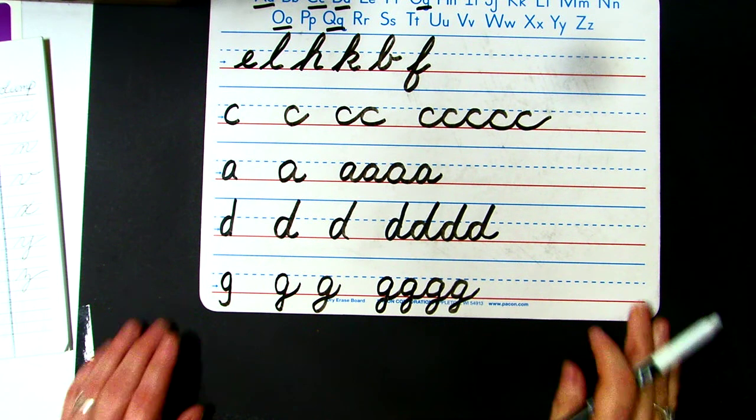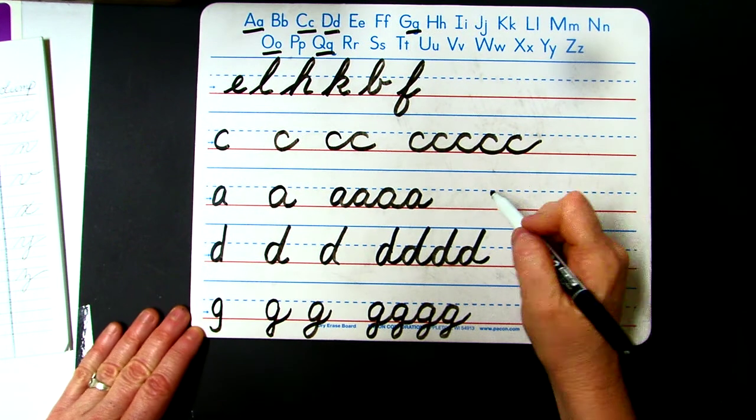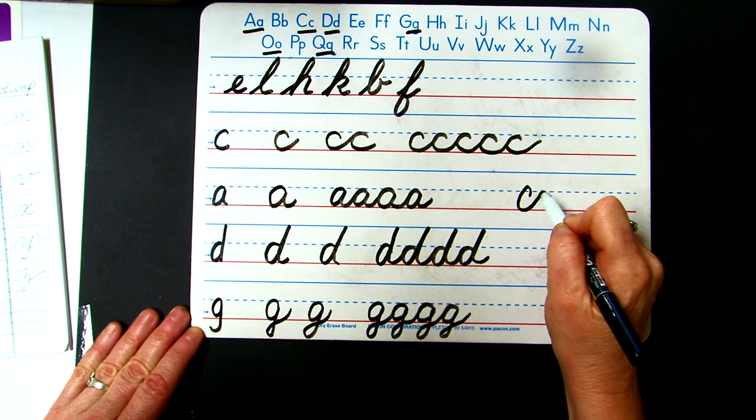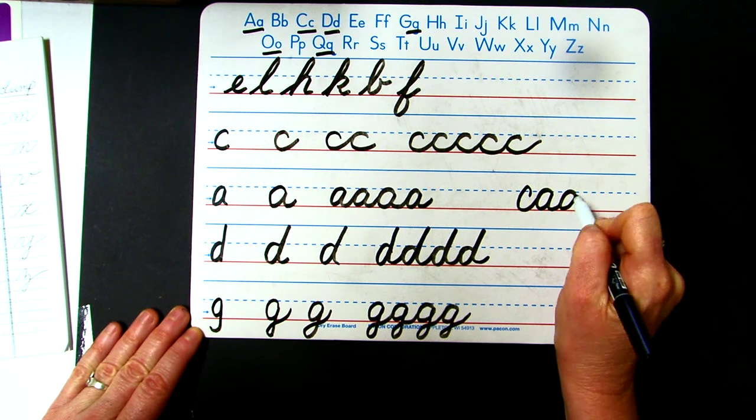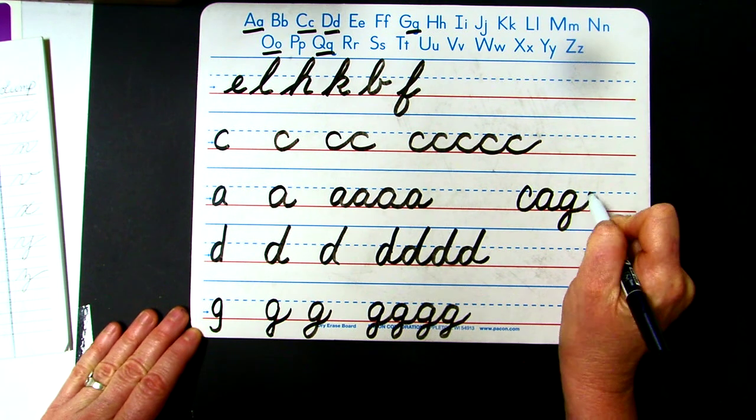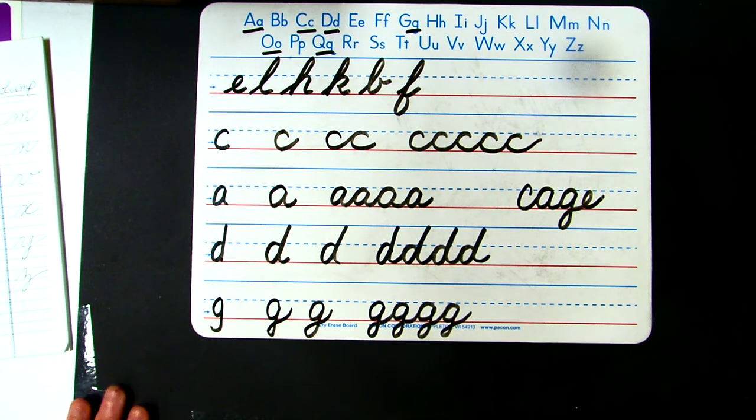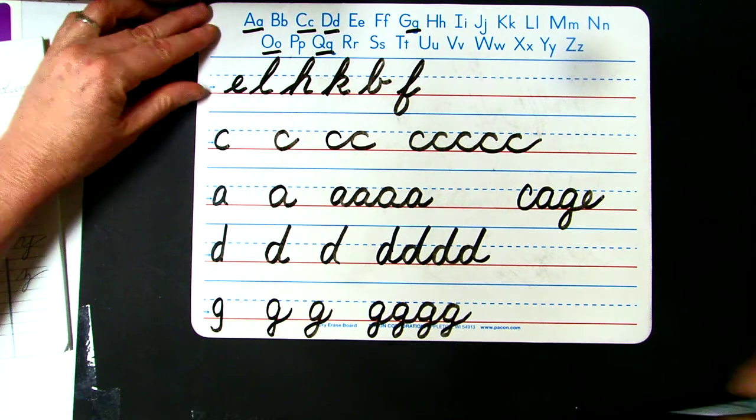We have enough letters now to write the word cage. So C, A, G, and loop into that E, and you're all done with the word cage. All right, 2 more letters.